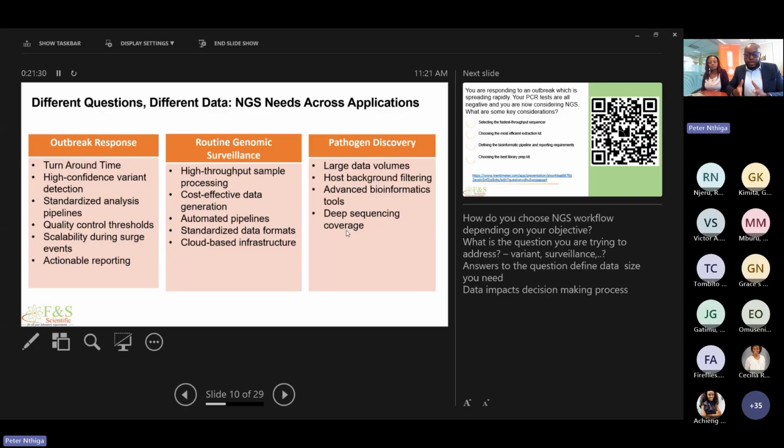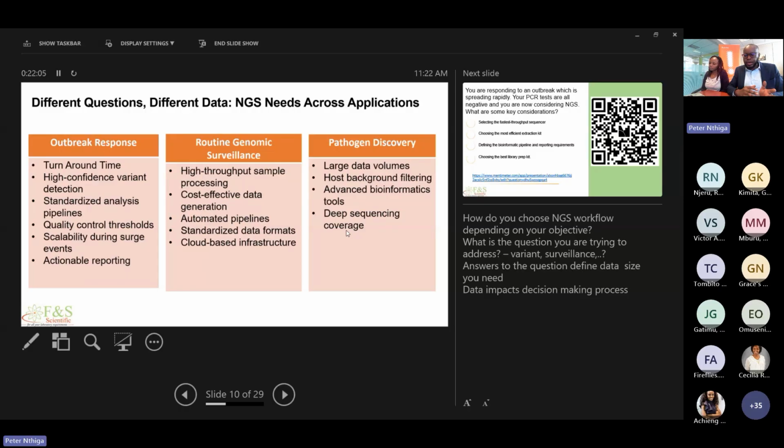If we are aiming to address an aspect like routine genomic surveillance, not to say that turnaround time will not be critical, but there are other aspects that tend to matter more. For example, the throughput of what we are processing, cost effectiveness of data generation, for example, whether we have a cloud-based infrastructure or standardized data formats. Because here you're doing more of long-term monitoring of a situation, and depth and scalability will really matter in this aspect.